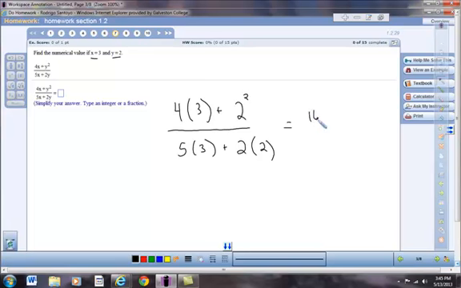We get 16 on the top, if we take it step by step, and we get 19 on the bottom. And we'll see this is also another problem that will not reduce anymore. So we can just go ahead and say that is our answer.